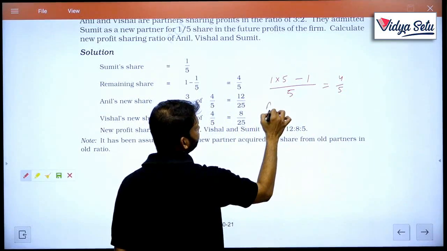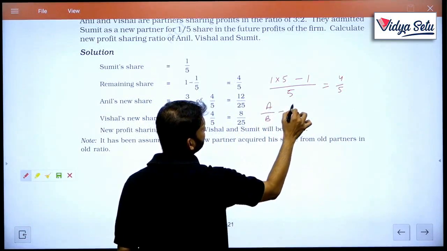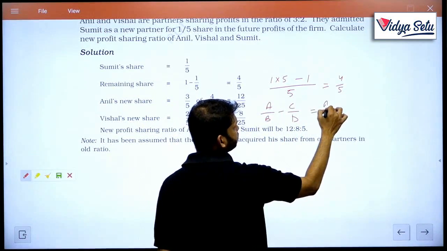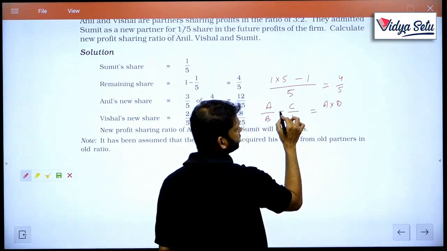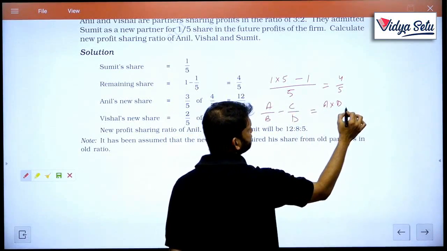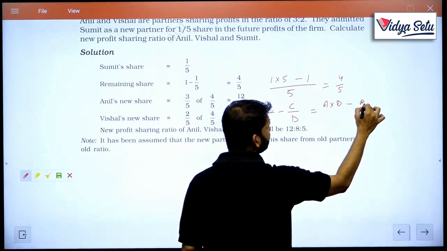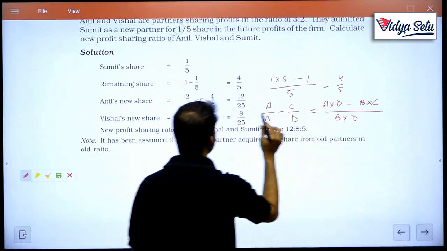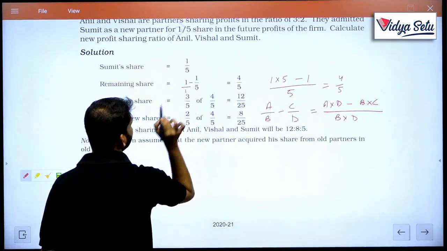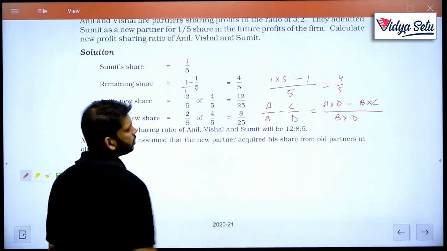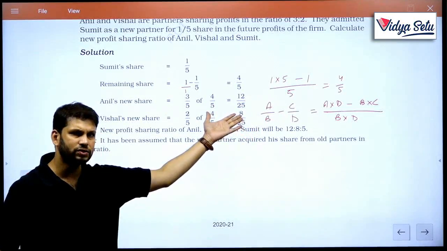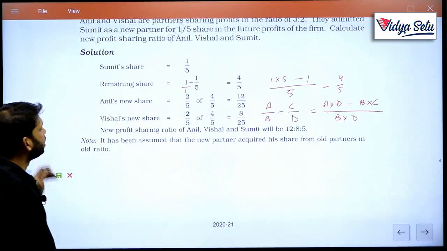If the fraction is a upon b minus c upon d, the simplest way is a multiplied by d, if it is minus then minus, if it is plus then plus, b into c, upon b into d. We can assume 1 is written as 1 upon 1. This we studied in our 9th or 10th class.